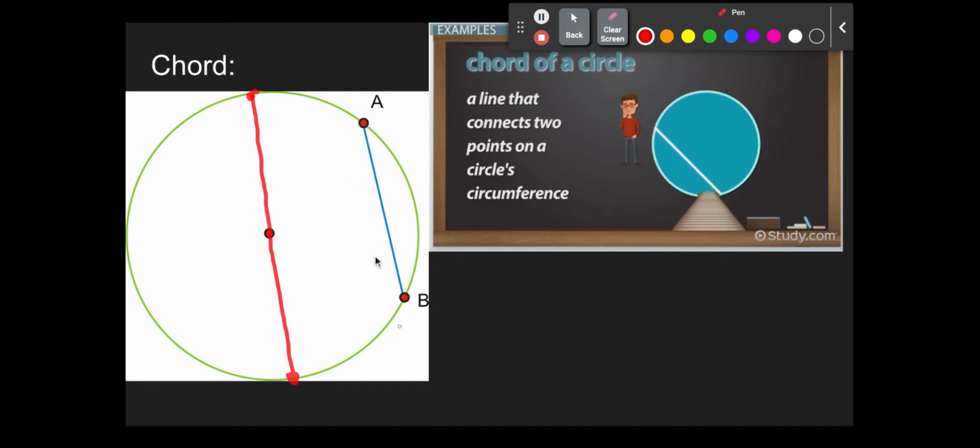But if you're connecting 2 pieces of a circle, if you're connecting 2 pieces of the circumference, you're guaranteed to be making a chord. So moving on.